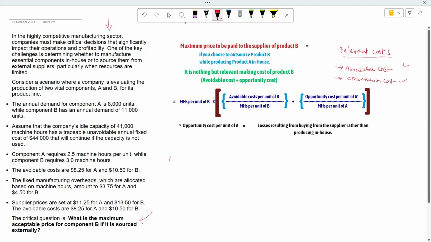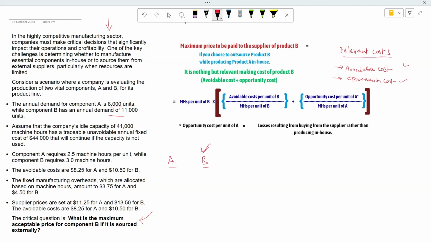two components are there. Component A needs to be manufactured. Component B needs to be manufactured. It has the annual demand also. So they need to fulfill the demand either by manufacturing inside or by outsourcing, that means buying the material from a supplier. We are assuming that one unit of product we are manufacturing in-house. So relevant costs we need to consider.